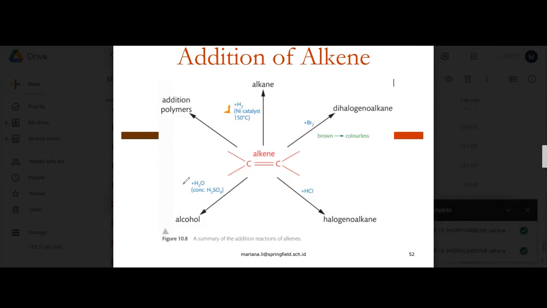Number two, addition of water in the presence of concentrated H2SO4 as catalyst changes alkene to alcohol. If you use HCl, halogenoalkane will be produced. If you use Br2, dihalogenoalkane will be produced. And if you add alkene with alkene, addition polymerization will occur. So these are the main types of reactions of alkenes.